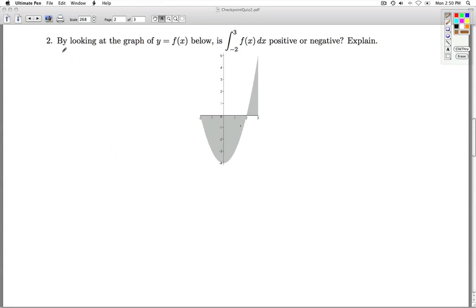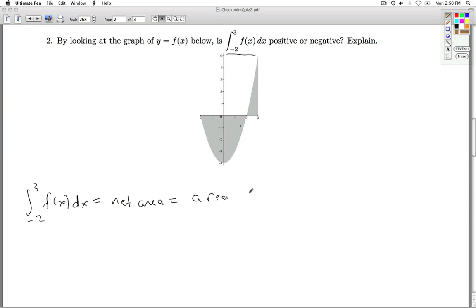Okay, number 2. We're given the graph y equals f of x below, and based on that graph we have to make a judgment call about the definite integral from -2 to 3 of f of x dx. So if you remember back to Friday, if the function dips below the x-axis like this one does, then the definite integral doesn't give you an area, it gives you a net area.